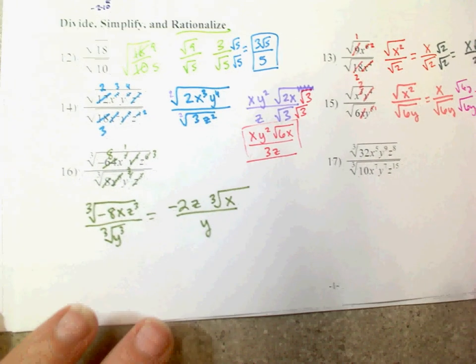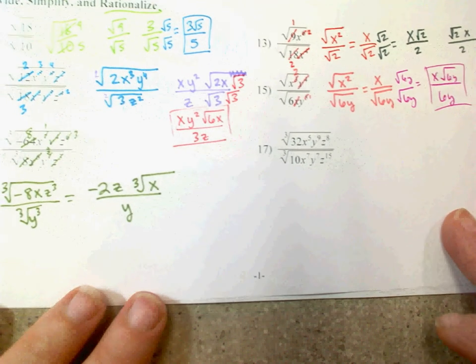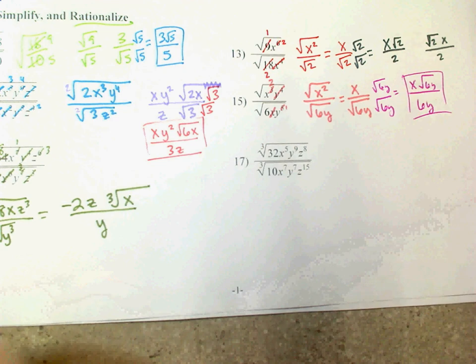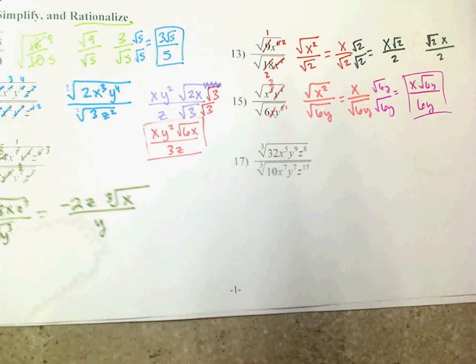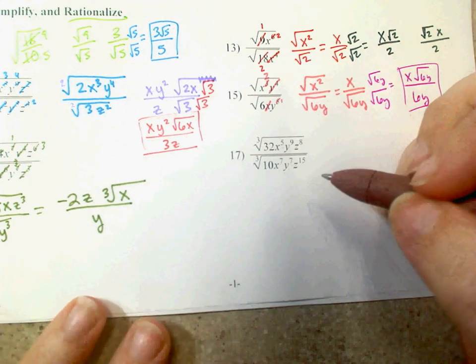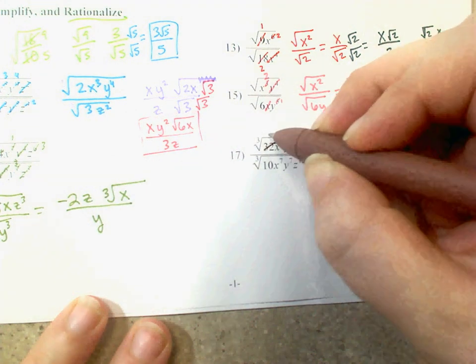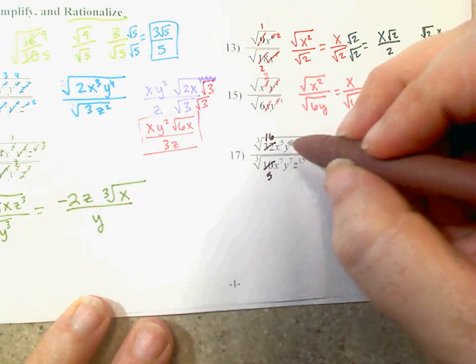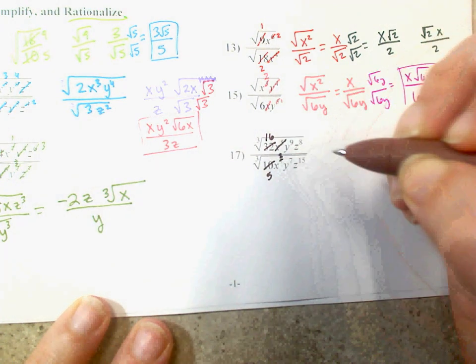On 17, let's see. So 32 and 10, they both divide by 2. So I'm going to write that as 16 and write that as 5. 5 of these cancel out with 5 of those, leave me with 2. 7 of these cancel out with 7 of these, leave me with 2. And 8 of these cancel out with 8 of these, leave me with 7.